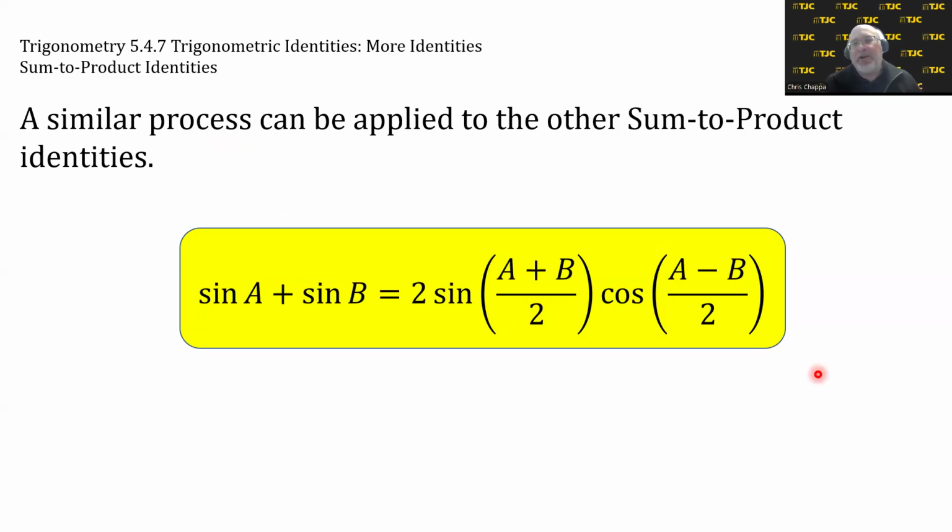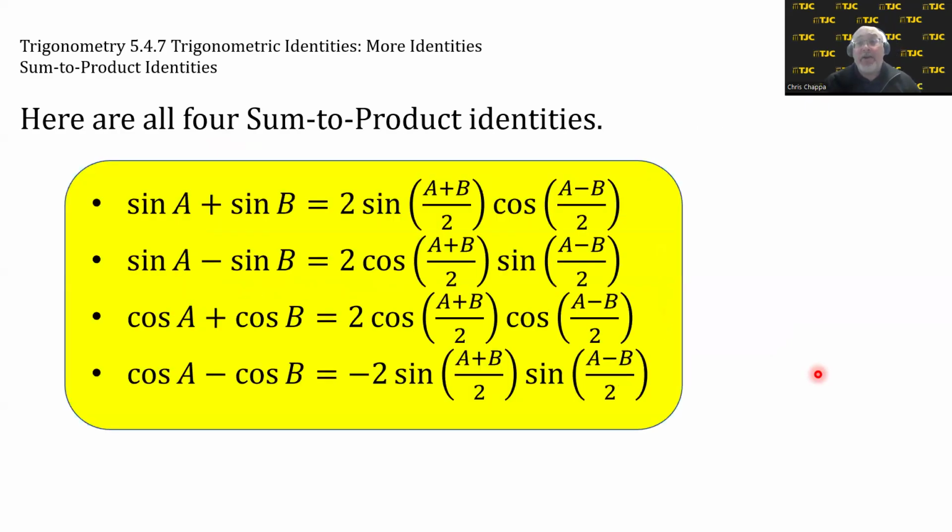And if we apply a similar process to the other sum to product identities, here are all of the results. The one we got was sine of A plus sine of B equals 2 times sine of A plus B over 2 times cosine of A minus B over 2. And the other three would be sine of A minus sine of B equals 2 times cosine of A plus B over 2 times sine of A minus B over 2. And cosine of A plus cosine of B equals 2 times cosine of A plus B over 2 times cosine of A minus B over 2.